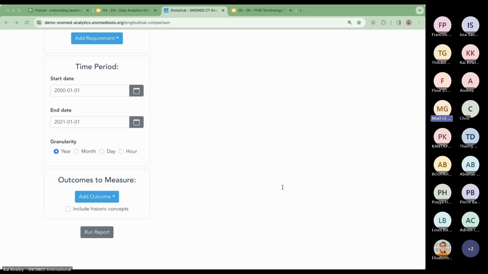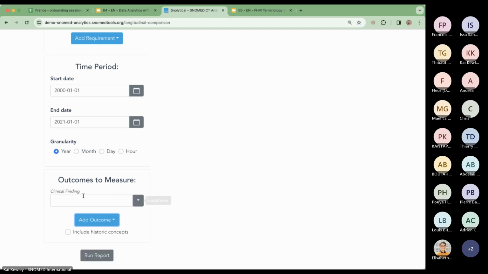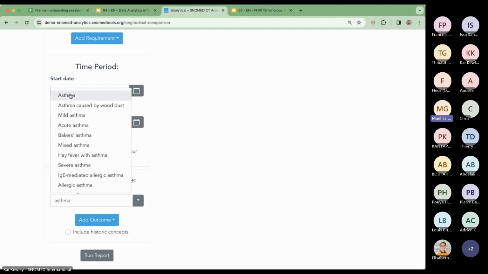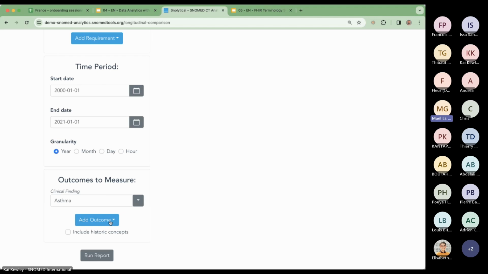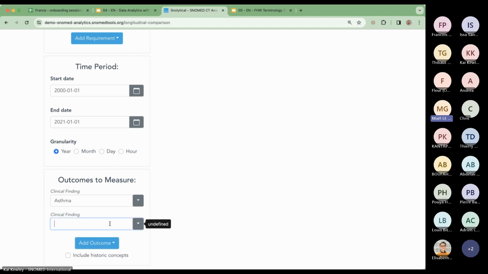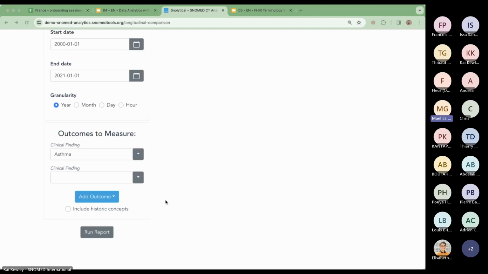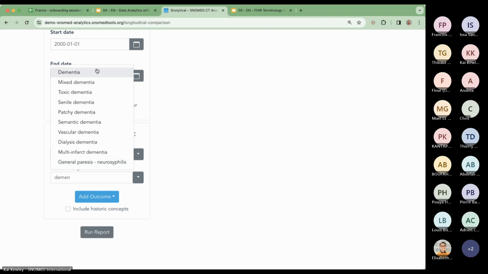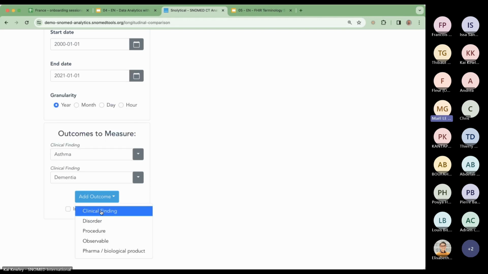There are various outcomes that we're interested in measuring. I'm going to put them all in here. This allows me to search for various SNOMED concepts. I can say which type of outcome I'm interested in, be it findings, disorders, procedures, observables, or drugs. Most of them are disorders, but I'm in the habit of selecting clinical findings. So we're interested in asthma, dementia, COPD.